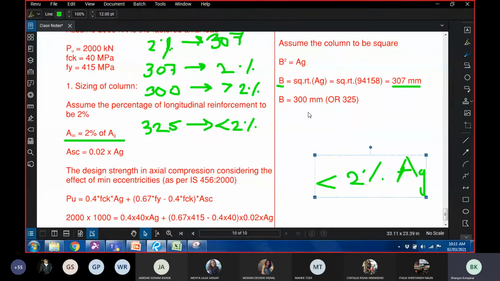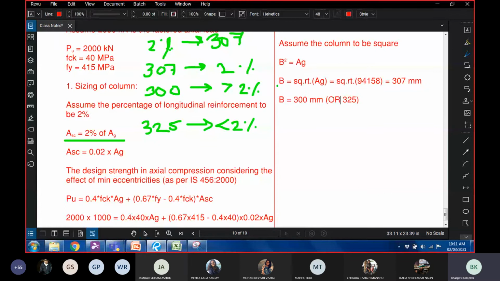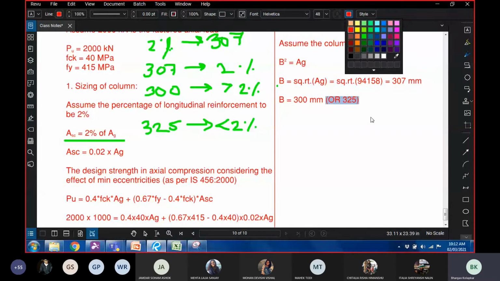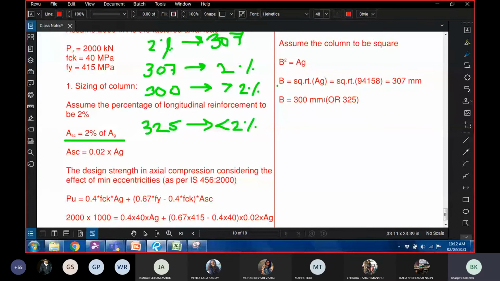So I can approximate either 300 through to 325, it doesn't matter what I approximate it to. It has to be close to 307. So now I've got a size of the column. Let us just keep this in brackets. You don't have to actually do it in the examination. Let's forget this and go with a normal procedure. So now we've got a 300 by 300 column. With this, we have finished the sizing of the column.